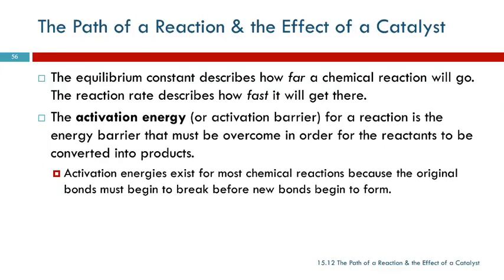Okay, path of reaction, effect of a catalyst. Equilibrium constant describes how far a chemical reaction will go, but the reaction rate tells us how fast it's going to get there. A reaction will always get to equilibrium eventually, but some reactions will take a really, really long time and others will go very quickly.